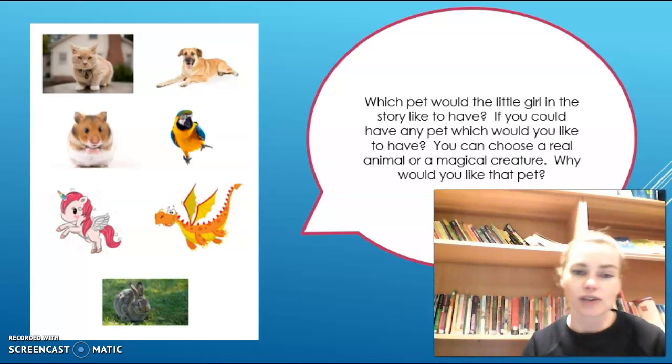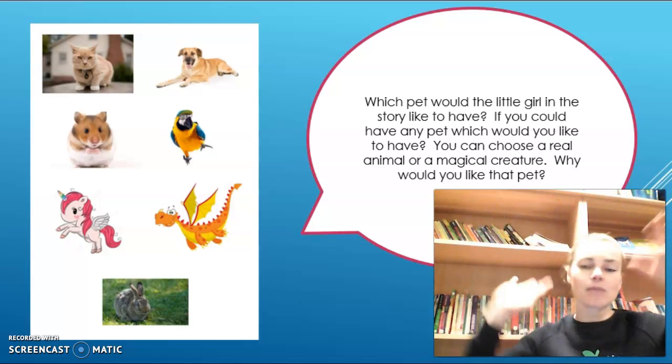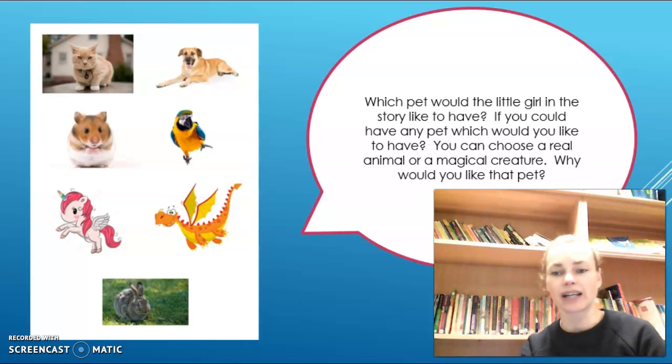You could have a cat or a dog or a hamster or a parrot or a unicorn as a pet or a dragon or a rabbit. Or you might be able to think of an idea of your own. So just take a few minutes now to have a think. If you could have any pet, which one would you like to have?